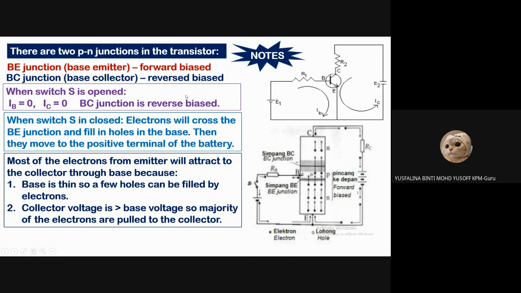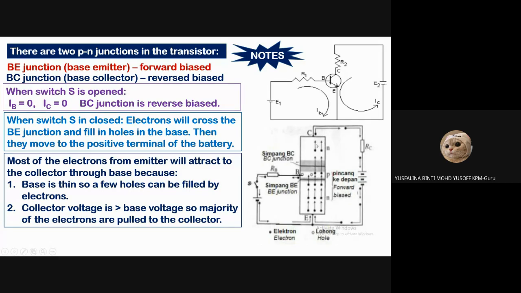So this is actually the explanation. The question is not that detailed actually. You just need to know how to set up the diagram of the circuit, what should be connected to the base, whether it is a positive or negative terminal, and also where there is a forward bias and where there is a reverse bias. So that's the explanation.